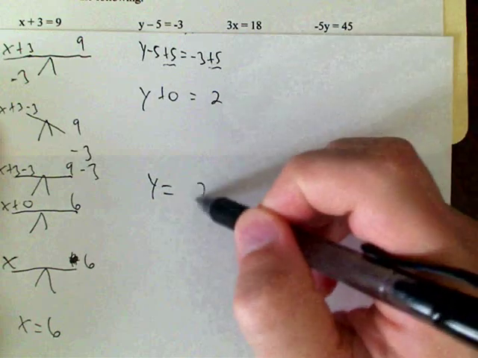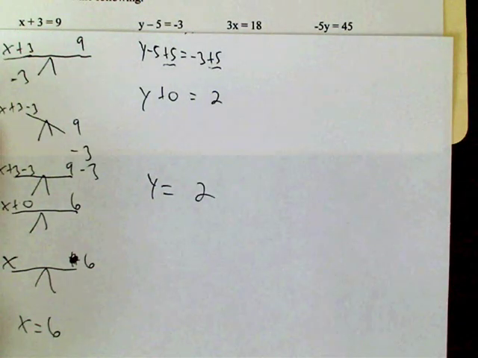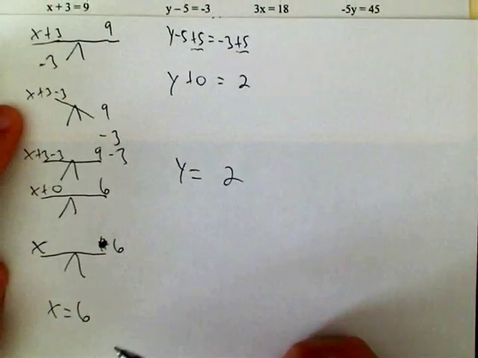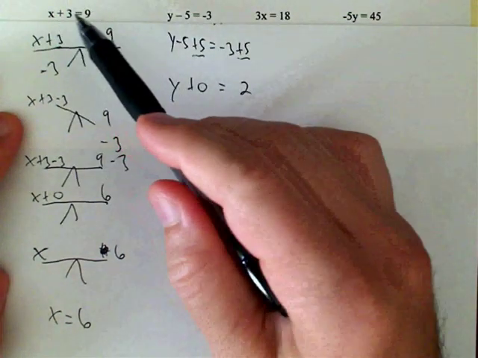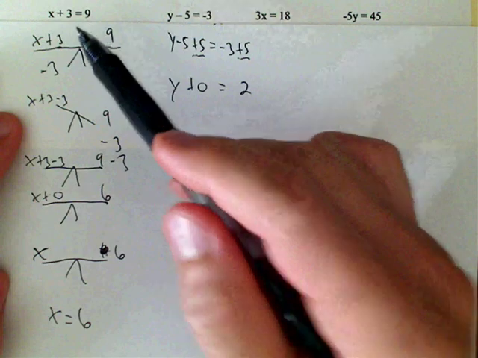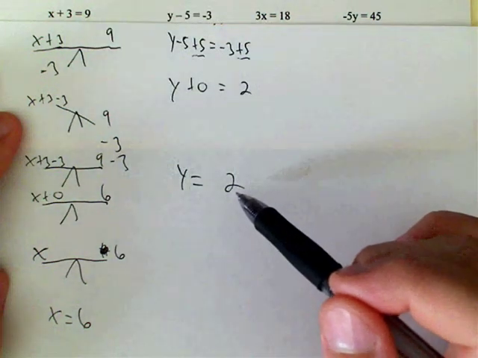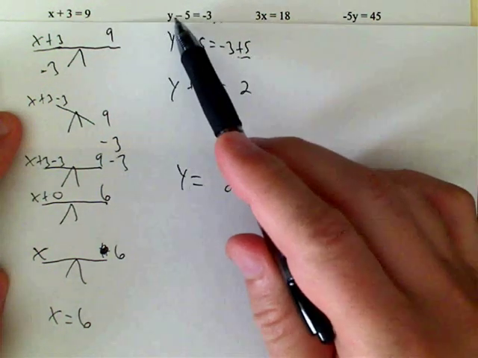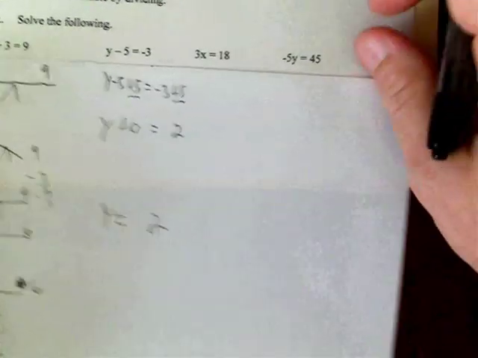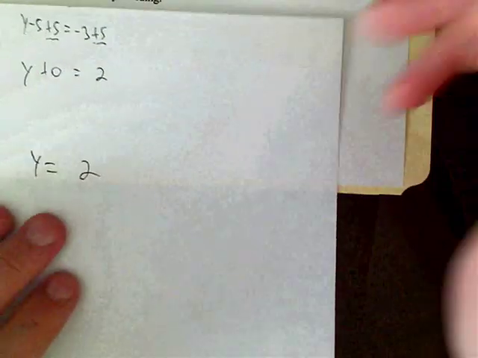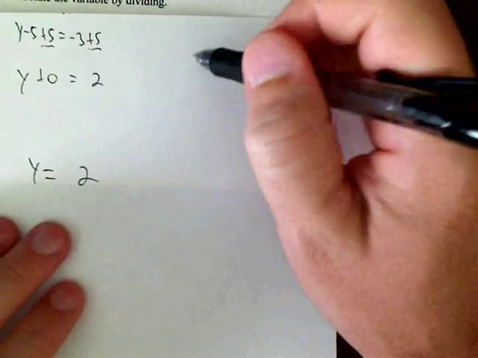And by the way, we can check our answers as we go. For this first one, since x is 6, you substitute it in for x. Does 6 plus 3 equal 9? The answer is yes. This one, y equals 2. If you substitute the y with the 2, does 2 minus 5 equal negative 3? The answer is yes. Let's do another one before we do the next example and show you how many steps are really all that's needed.